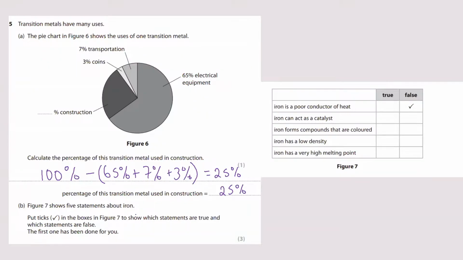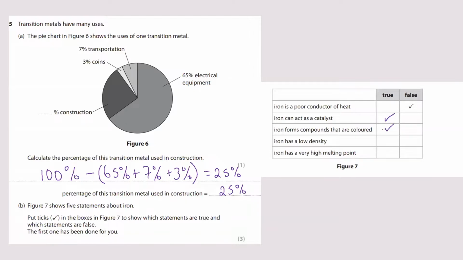Figure 7 shows 5 statements about iron. Put ticks in the boxes in figure 7 to show which statements are true and which statements are false. The first one has been done for you. Iron is a poor conductor of heat. Okay, so false. Iron can act as a catalyst. Yes, that's true. Iron forms compounds that are coloured. I think about rust, it's like red. Planet Mars is covered in rust and it's pretty sort of pinky red.